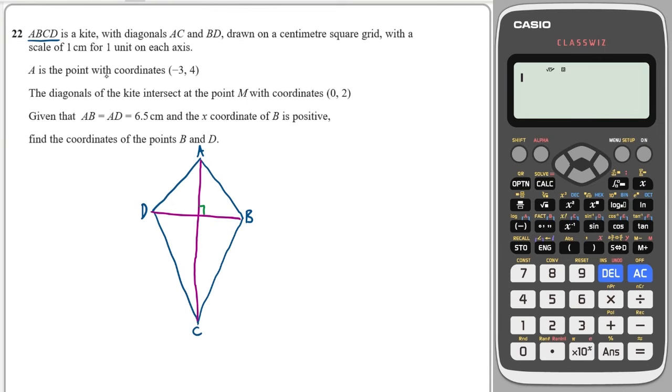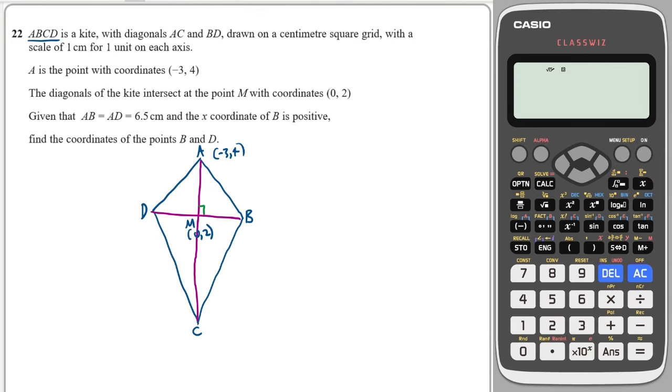And I'm told that the coordinate of A is -3, 4. Now I know that's not to scale, but that doesn't quite matter really. We're just going to use this diagram to get an idea of how to solve the question. And we've got M as well, which is here, and this is 0, 2.